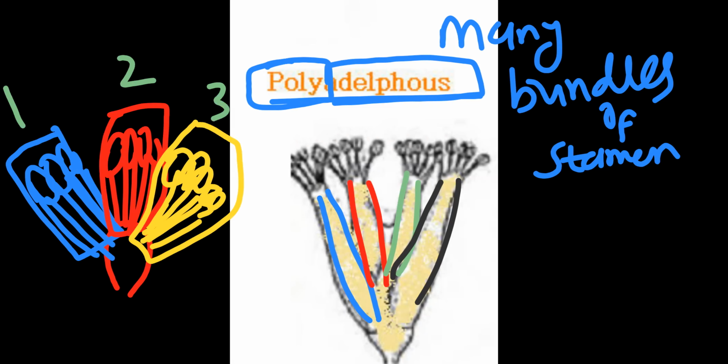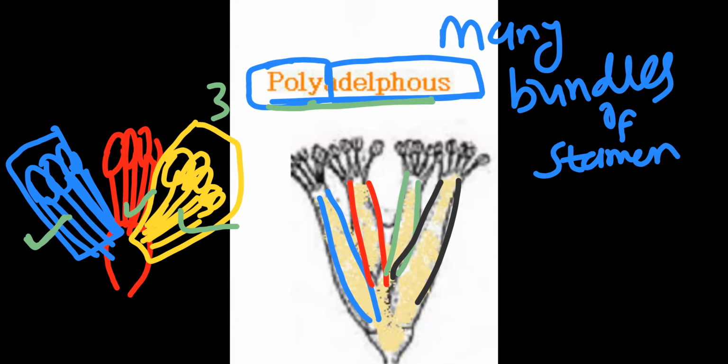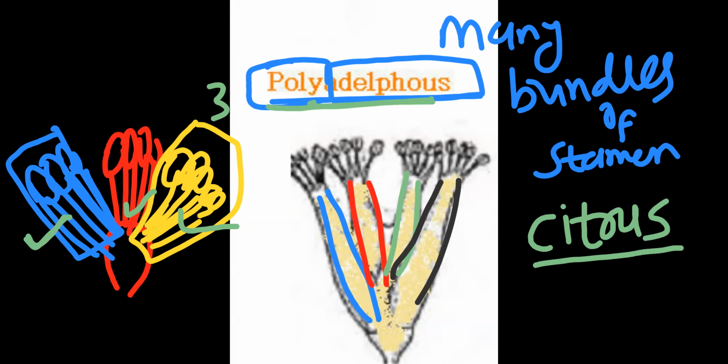So more than 2 bundles of stamen, it may be 4, 5, whatever in number. But in each bundle, an equal number of stamens is present. Remember. This condition we call polyadelphous. Many bundles of stamen, that we call polyadelphous. Example, citrus. Citrus fruits, whichever there are, like lemon, orange. In that, this type of condition we can observe.